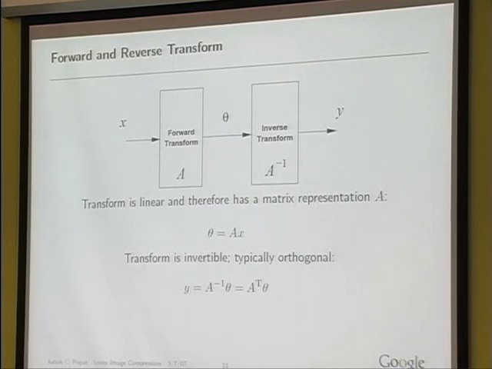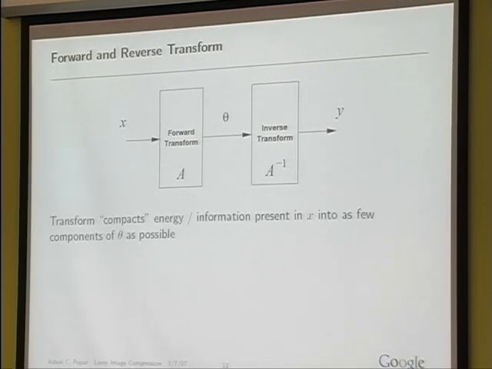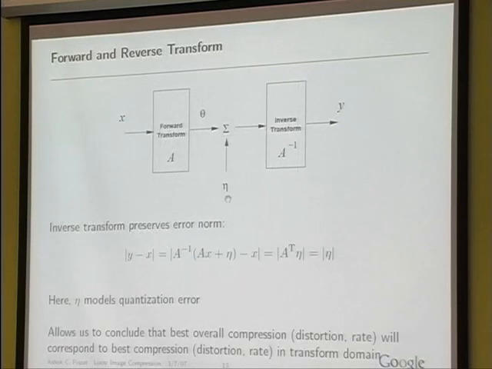Okay, let's talk about the transform for a minute. The transform in traditional transform coding is linear. It's typically orthogonal. And the goal here is to compact the energy or the information present in the input vector into as few components as possible. So after transformation, all of the important information should be packed into only a few of those coordinates in the resulting vector. We should observe that if the transform is orthogonal, then it preserves the Euclidean norm.